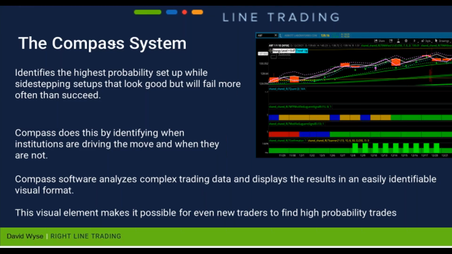All right, so the compass system, or the SPY super system as it's called now, identifies the highest probability setups, while sidestepping setups that look good but will fail more often than they succeed. This is done by identifying when institutions are driving the move and when they're not. So we're only going to be trading with institutions. If a setup looks good and the institutions aren't driving it, I'm not interested in it. Now, the compass system analyzes fairly complex trading data and displays the results in an easily identifiable visual format. I'll be showing you plenty of these charts.